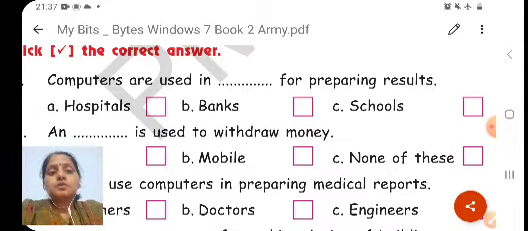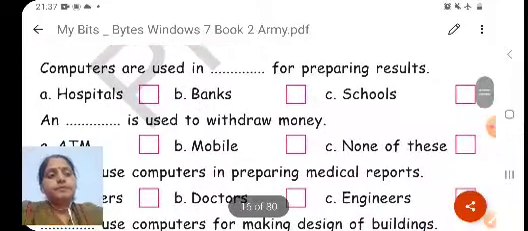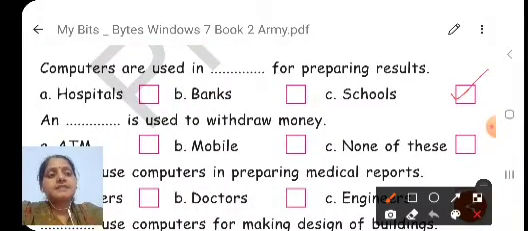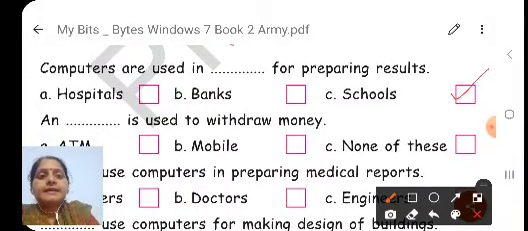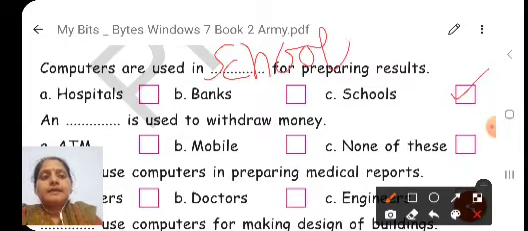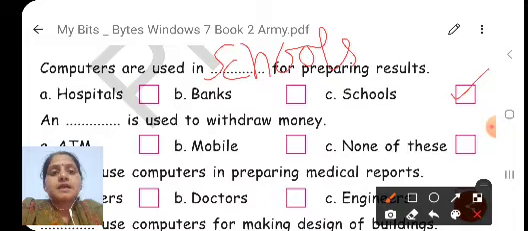As we know, children study in school and they give exams. After the exam, the results are prepared. So the correct option is school, and you will put a tick in front of school. So here you will write schools. First answer is computers are used in schools for preparing results.